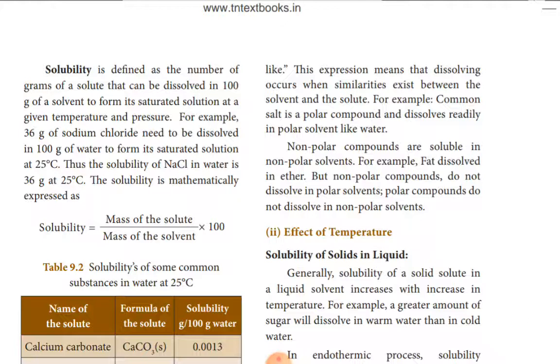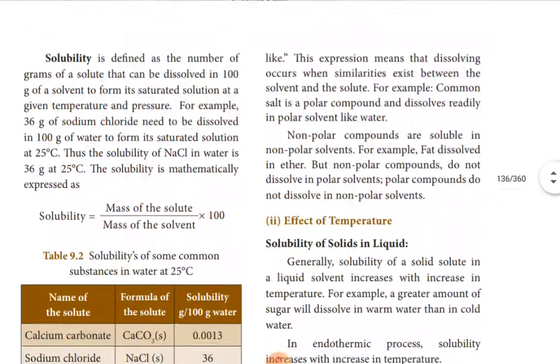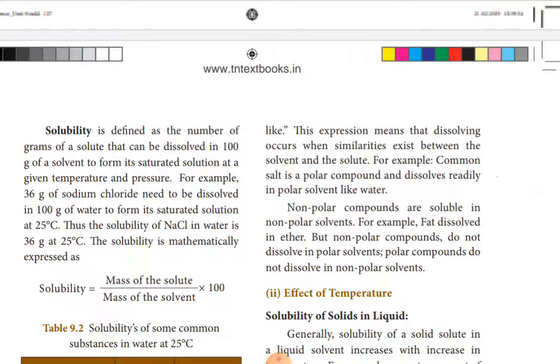So you have to understand, like dissolves like means that dissolution occurs when similarity exists between the solid and the solvent, because of the same polarity: polar solvent and polar solid, non-polar solvent and non-polar solid.